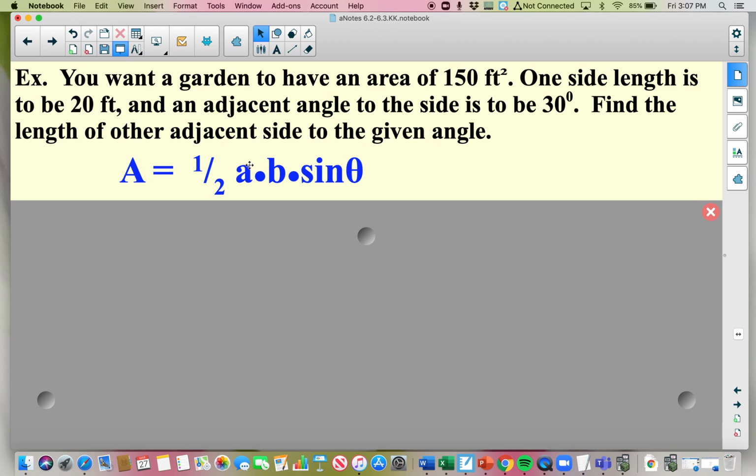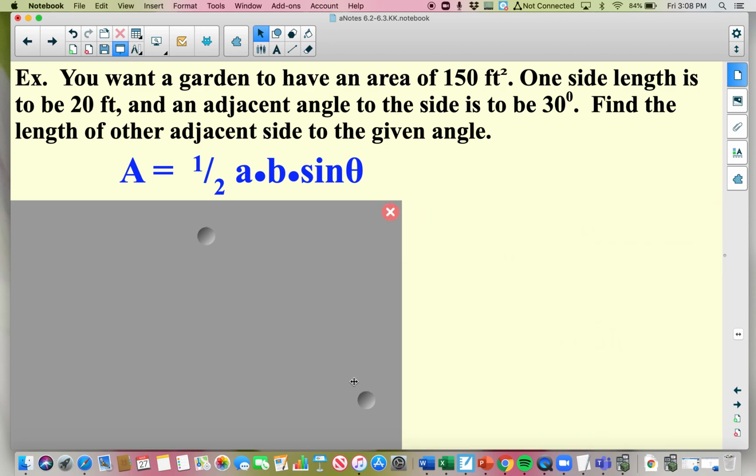Okay, so you want a garden to have an area of 150 square feet. And I should clarify, sorry, this is a triangular garden. One side is going to be 20 feet, and the adjacent angle to the side is 30 degrees. Find the length of that other adjacent side to the given angle. Okay, so I know the area of the triangle, that's 150. I know one side is 20 feet. And I've got to find the adjacent side to that, but I know that the angle in between is 30.